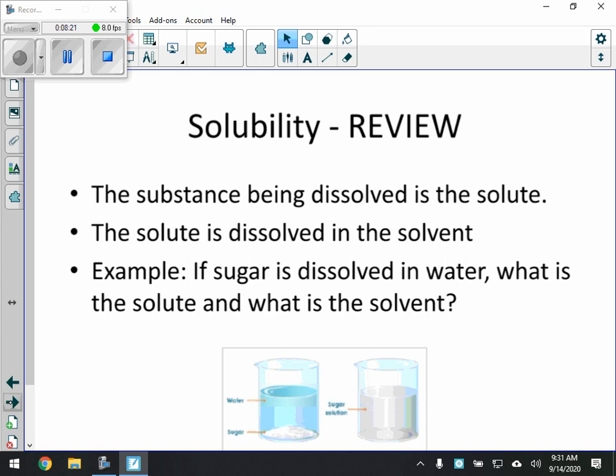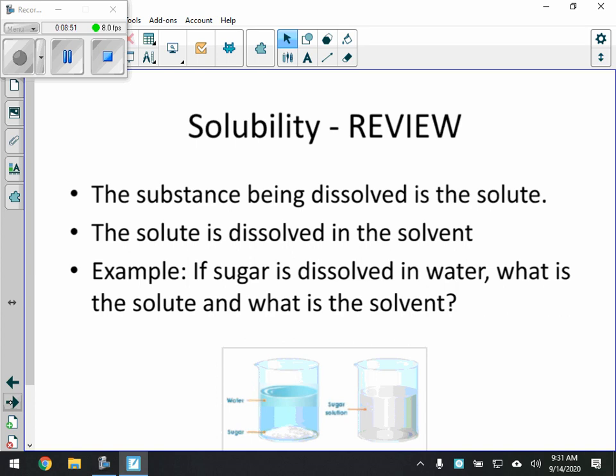Now, just a quick little review here. We know that there's two parts to solubility, yes? There is the solid that we're trying to dissolve, or it doesn't have to be a solid, it could be a liquid or a gas, but there's that substance we're trying to dissolve. We call that the solute. And then in most cases, we have something that tries to dissolve that or tries to break that up, which in most cases for us is water, and that would be the solvent.